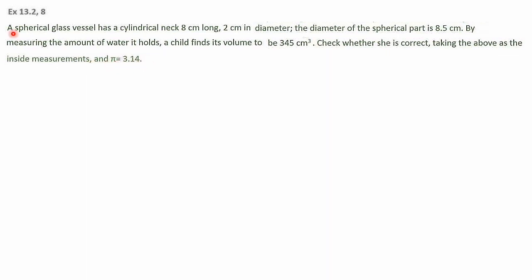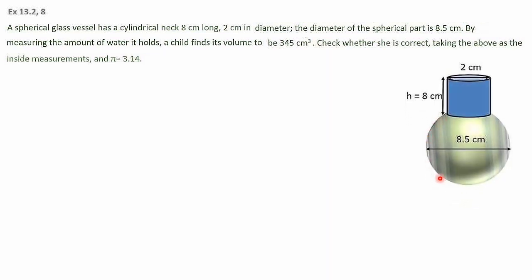So the shape is given to you. Spherical glass vessel has a cylindrical neck 8 cm long and 2 cm in diameter. And the diameter of the spherical part is 8.5 cm. Let's visualize the question. So the spherical part is here and the cylindrical neck also mentioned. It is a glass vessel. You might have seen this type of shapes in your house. So this is the shape given to us.